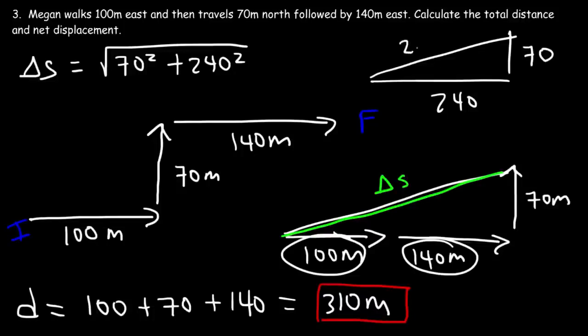So you should get 250. That is her net displacement. That's the distance from the initial position to her final position. It's 250 meters in that direction.